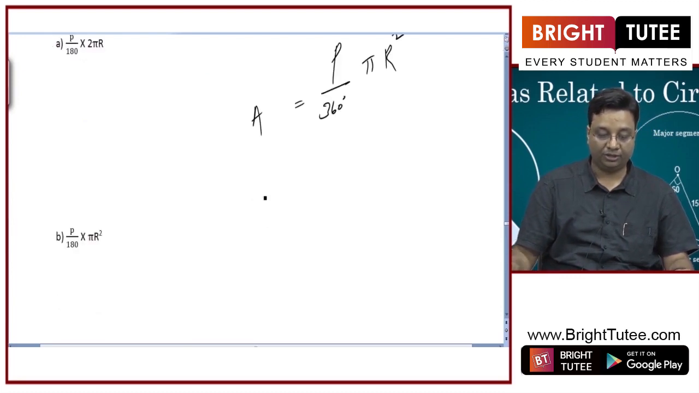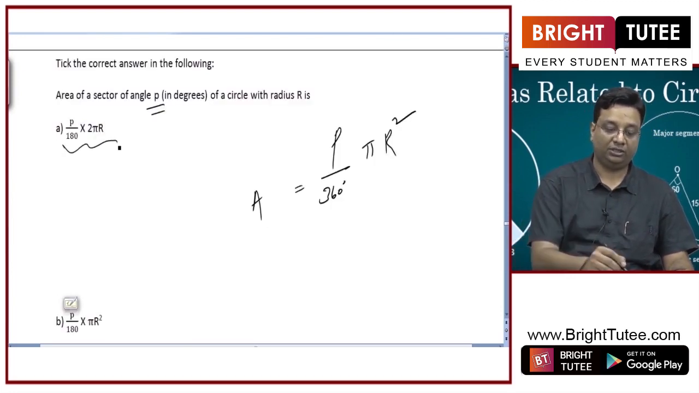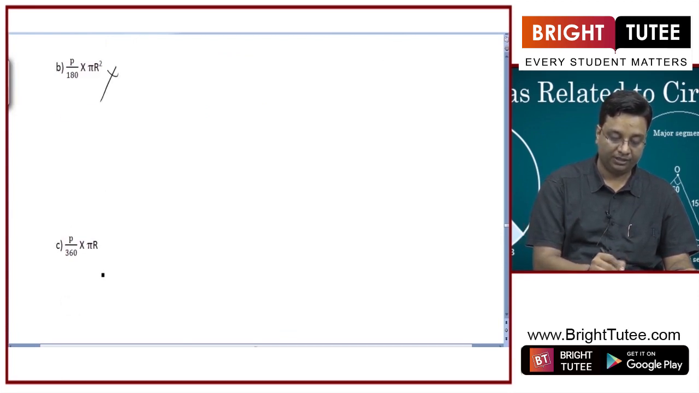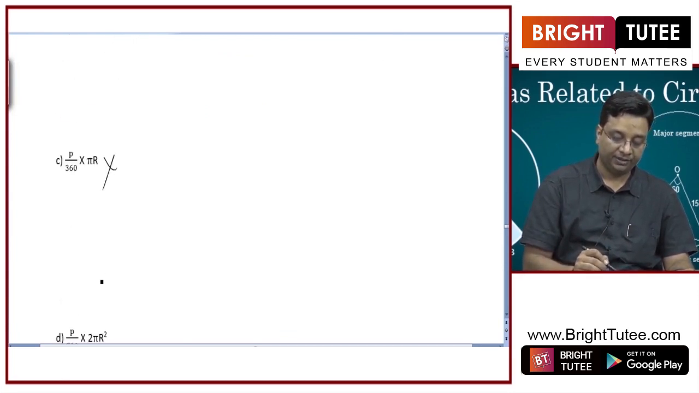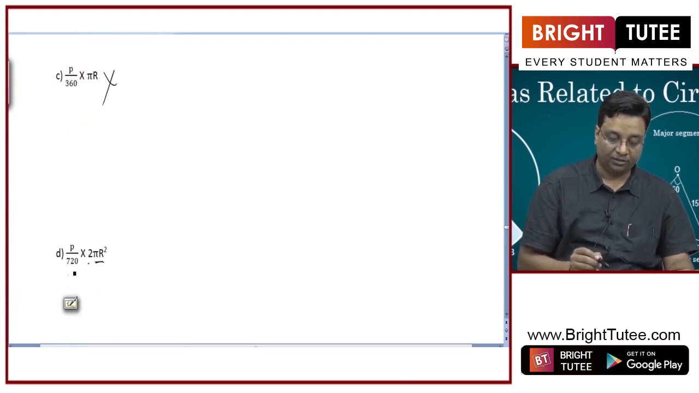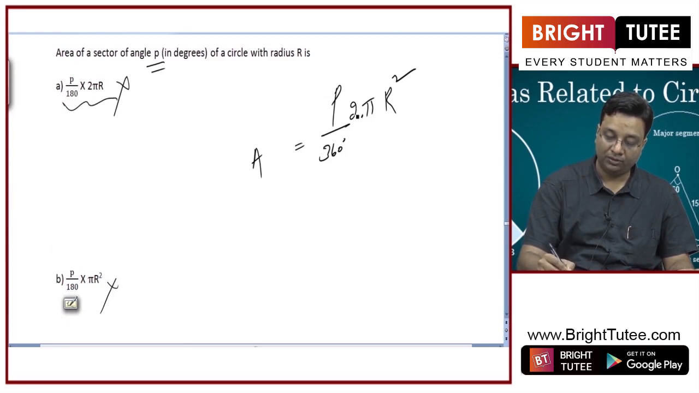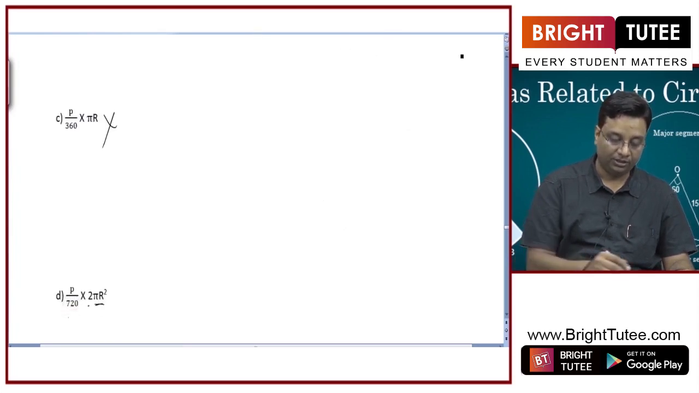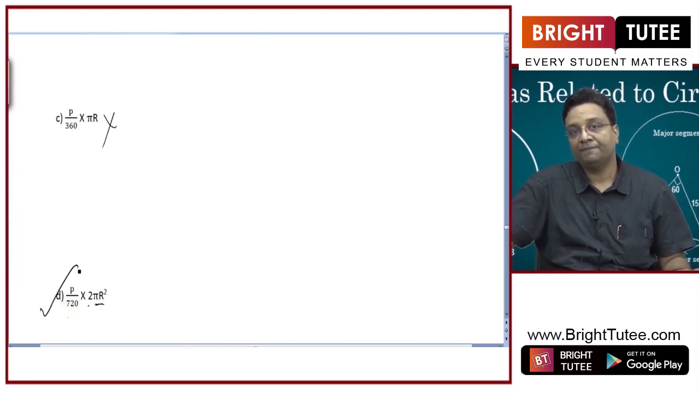Let's look for the correct option. Here there is no r square, so this option can be easily eliminated. Here, no. This is clearly eliminated. Okay, this is pi r square, but there is 2 pi r square, and in the denominator, if you see, there is 720. So if I multiply the numerator by 2 and denominator by 2, P by 720, 2 pi r square is exactly the same as this, right? So this is my answer option. Correct option is option D.